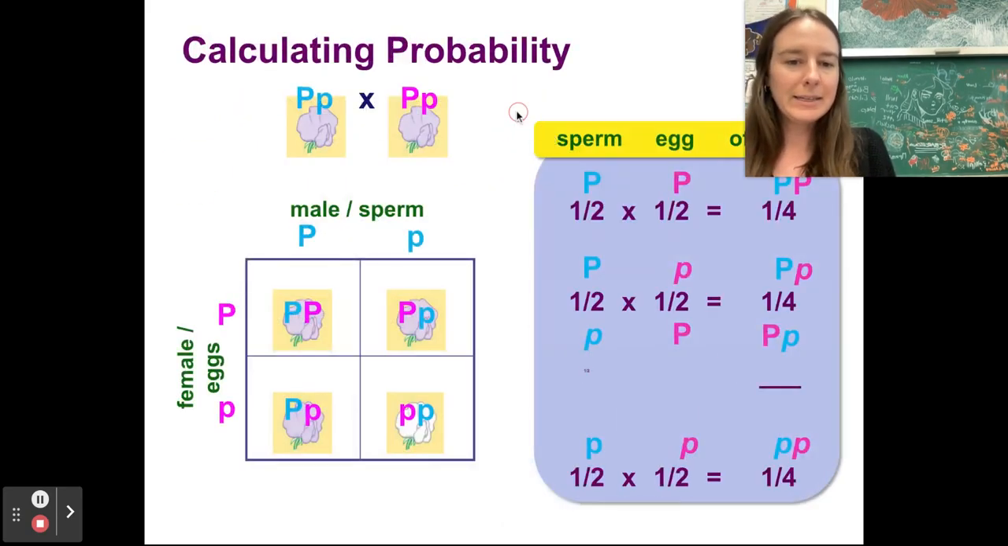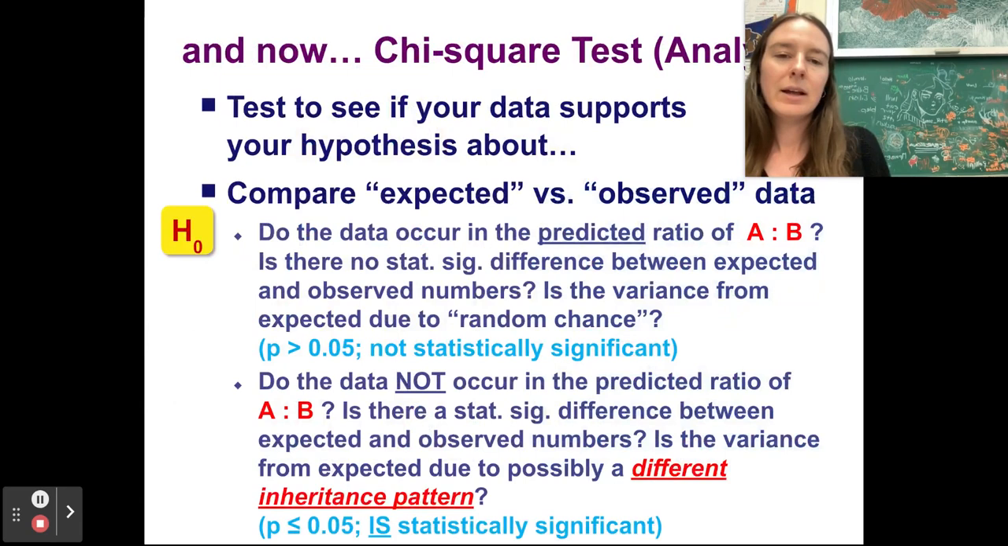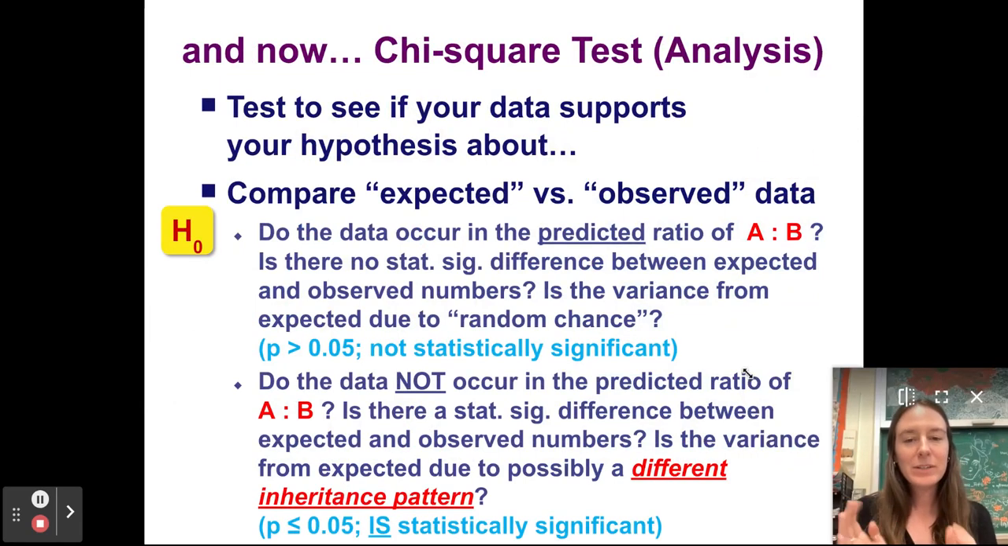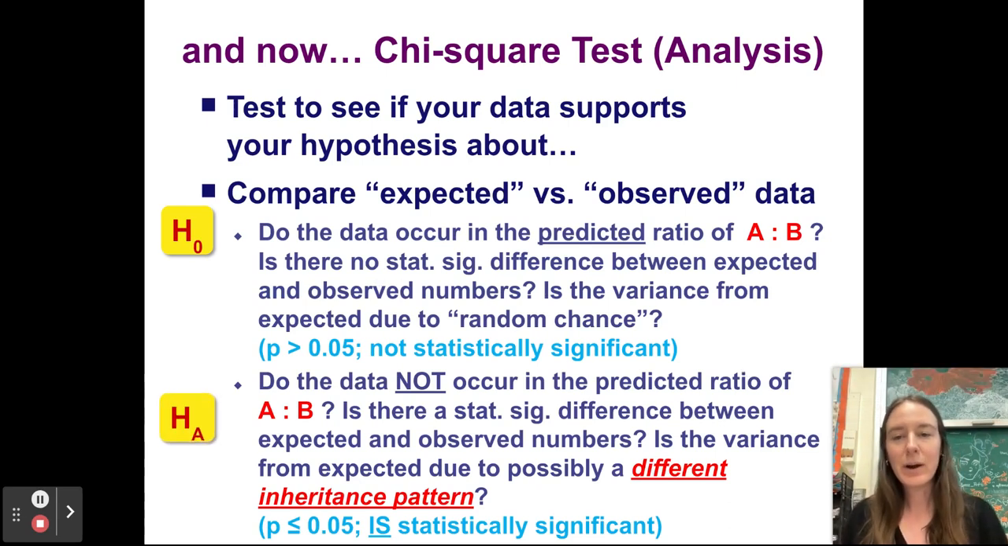Okay, and we're going to come back to this later. Last thing I want to show you is, eventually, we're not going to do this now, we're going to be doing chi-squared analysis on genetics problems. And why are we doing that? Well, we're trying to test if our data supports our hypothesis.